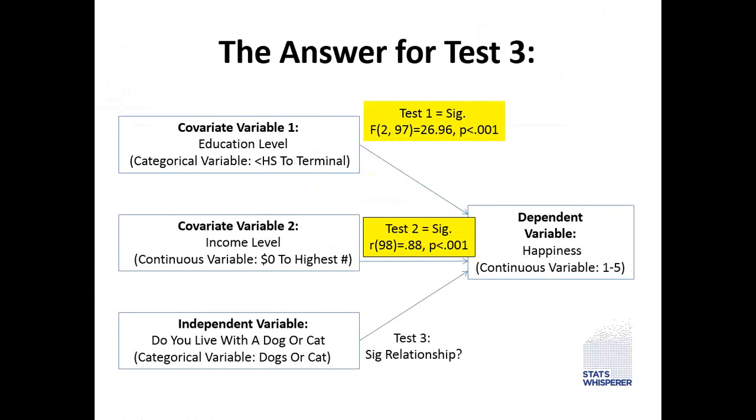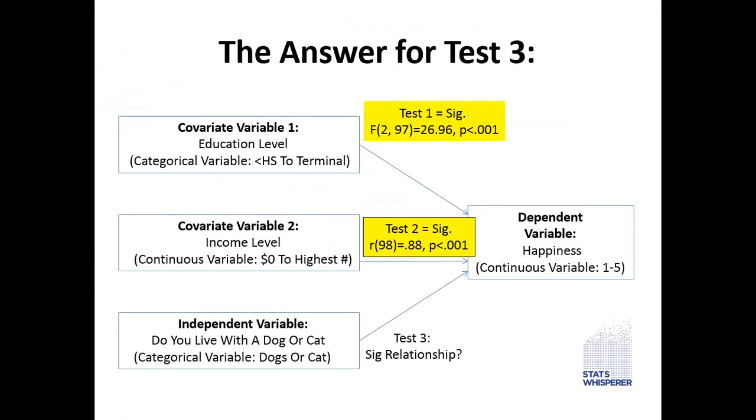So income level is significantly correlated with happiness. And again, we saw that the 0.88 does not have a minus sign in front of it. So that means it's a positive relationship, right? So that means as income increases, happiness increases. If there was a minus there, if it was negative 0.88, that would mean as income increases, happiness decreases. But there's no minus, so it's positive. So we've answered our first two questions.